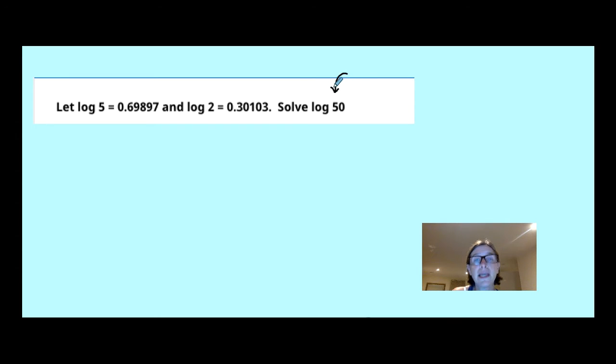So the easiest way to do that is try to represent 50 using the number 5 and the number 2. That way you can use substitution. So I can actually write this log 50 as log 5 squared times 2, because 25 times 2 would give me 50.